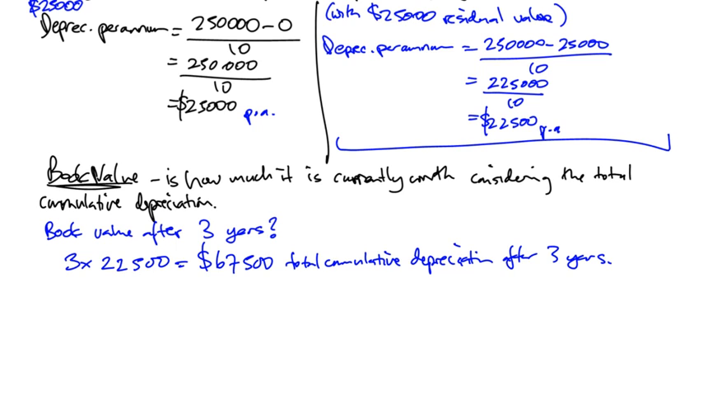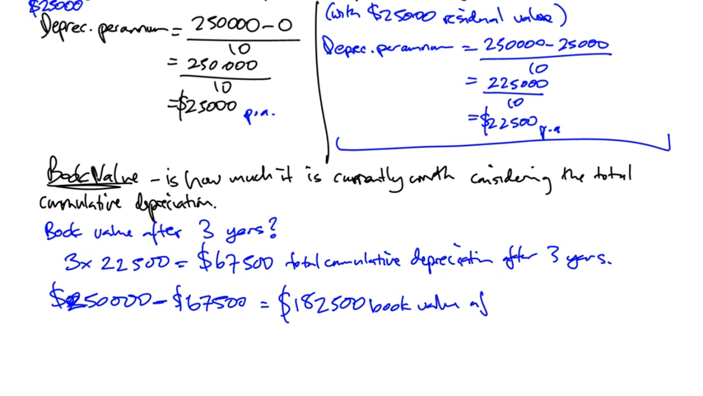So what would the book value of the item be at that time? Well, it was worth 250,000 originally. 250,000 minus the 3 years' worth of depreciation, 67,500. So that is going to be 182,500 book value after 3 years. And that actually leads us onto the formula that you've got in the book.